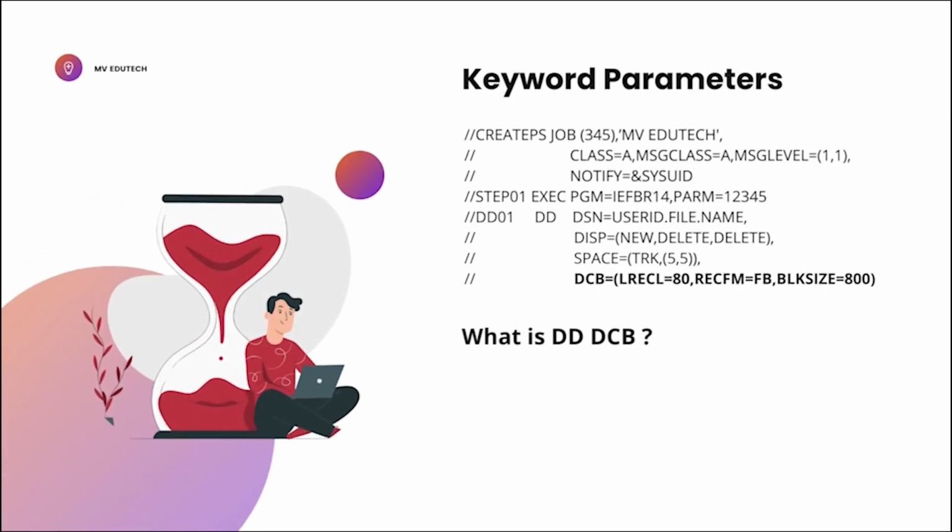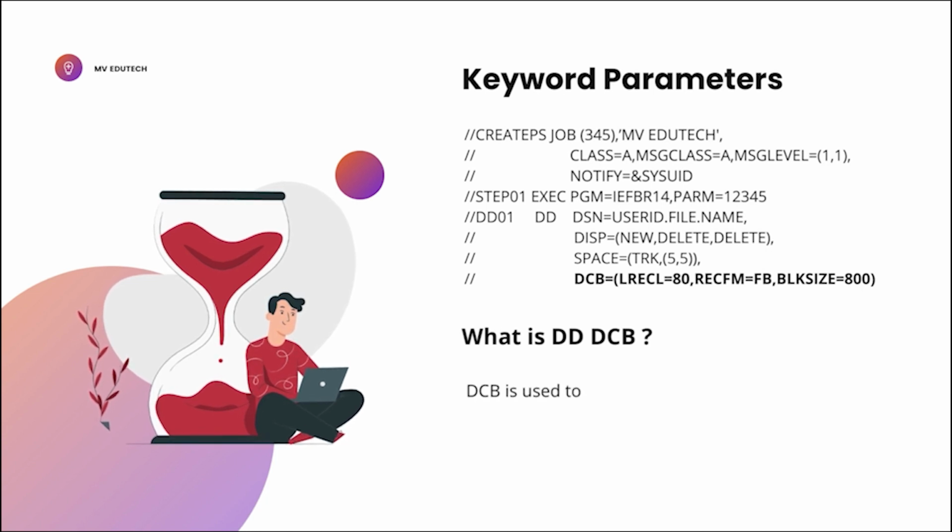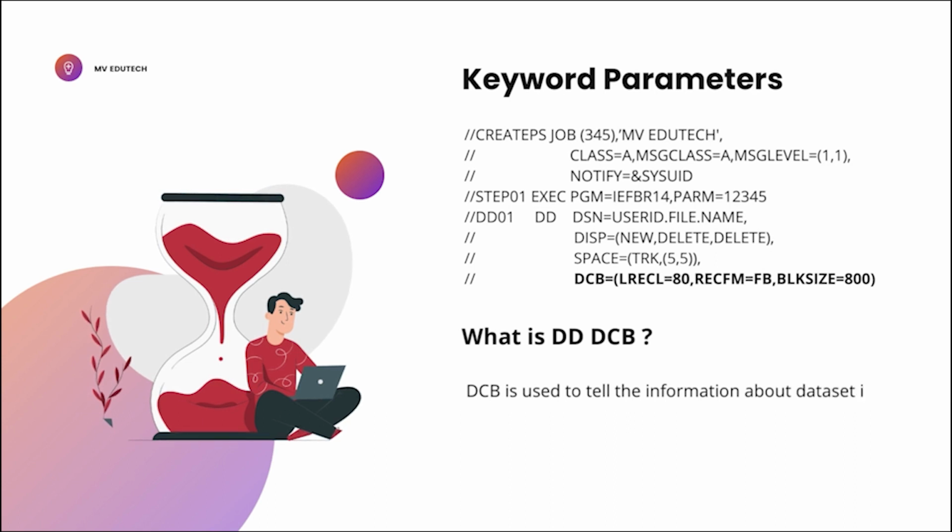What is DD DCB? DCB is used to tell the information about a dataset in the data control block in the MVS operating system. Data control block is a description of a dataset in a program.